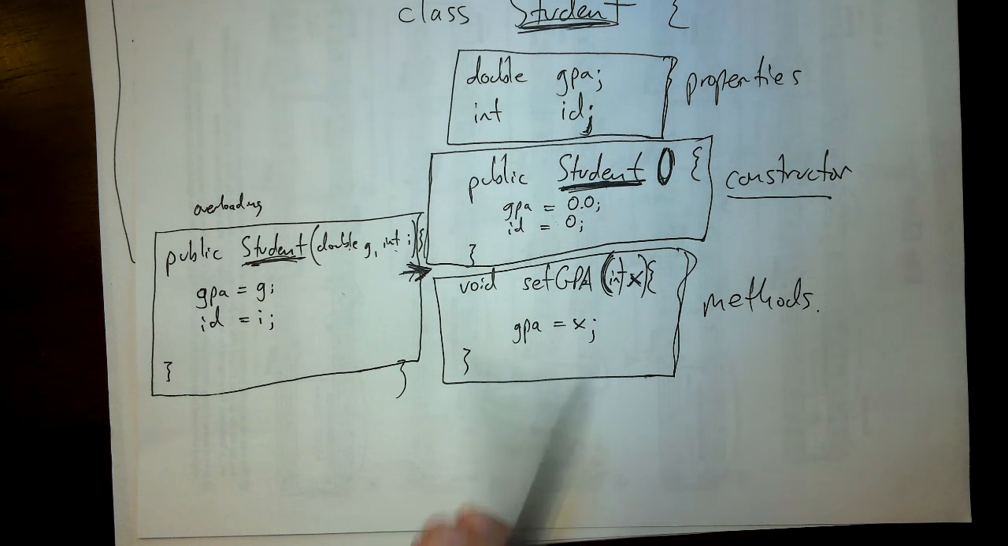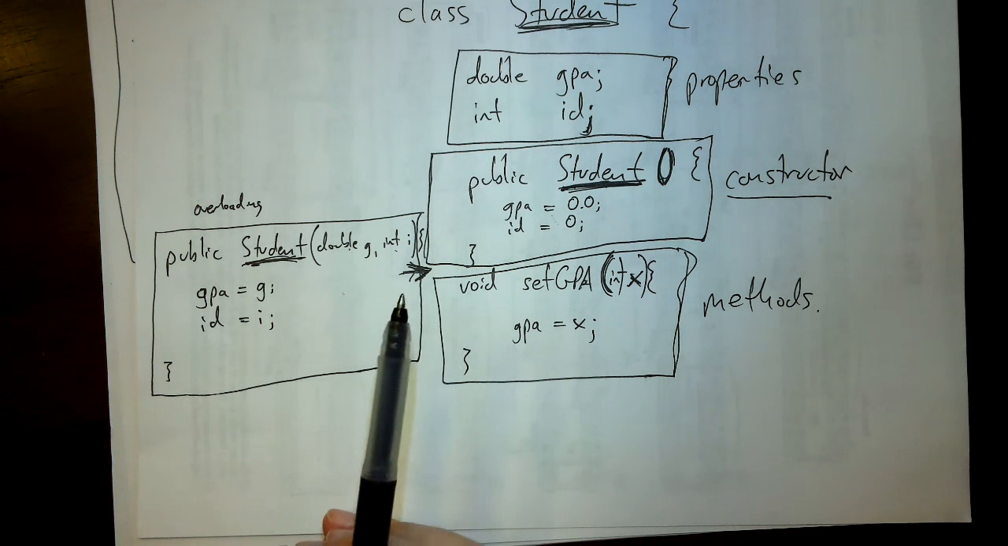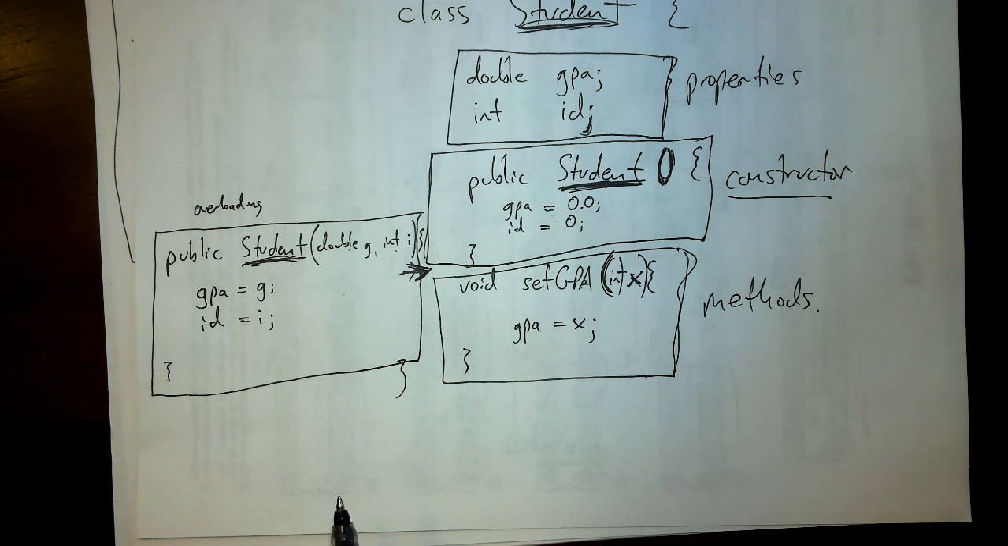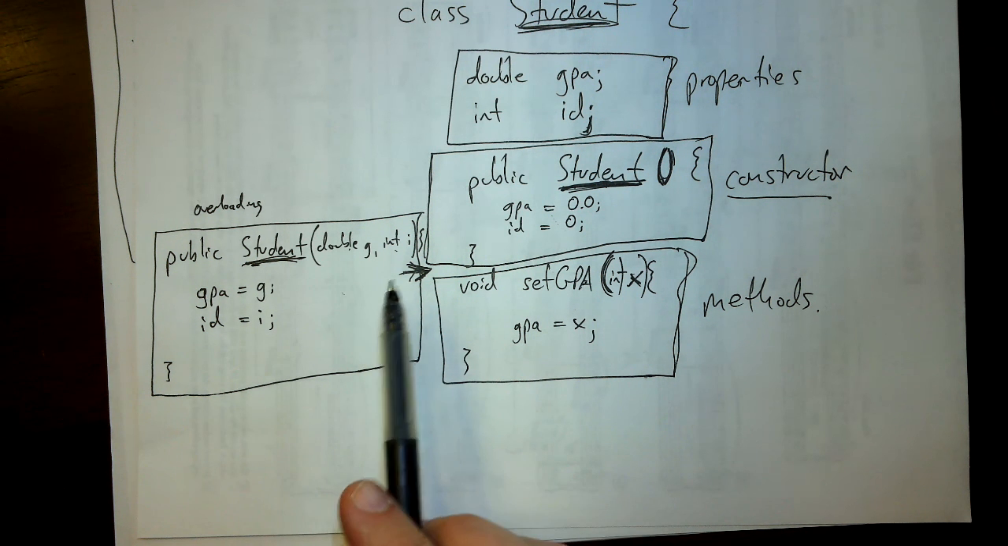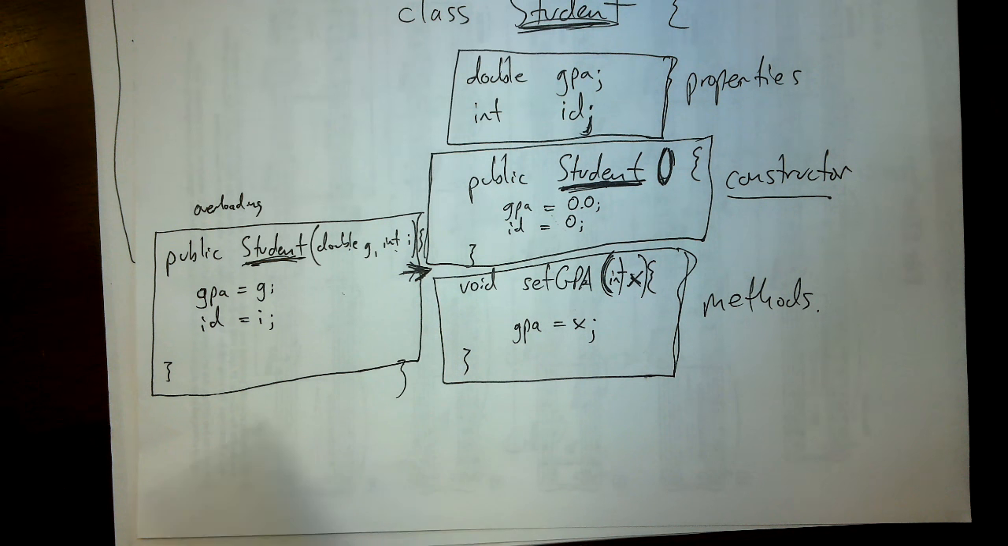If you just tried to make one with first name and one with last name, if they were both strings, then it wouldn't know which you're trying to use and it would be confused. So the parameters have to be different for Java to automatically figure out which one you're trying to use.